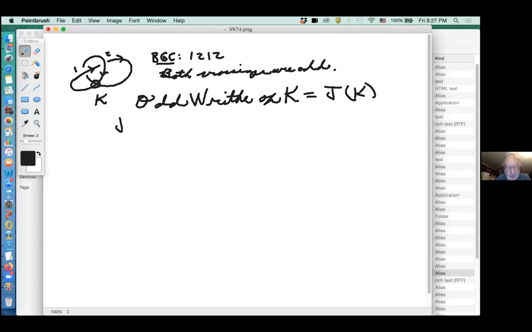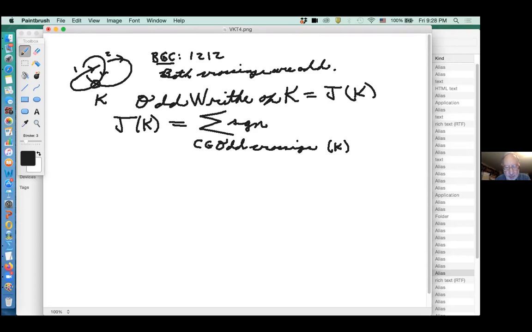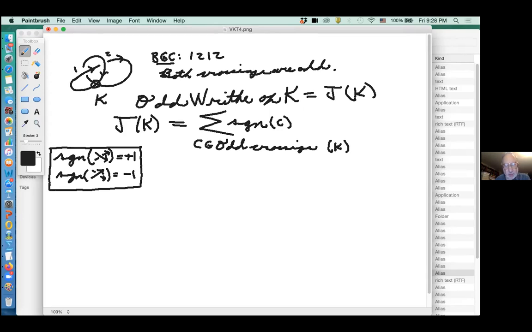is defined as follows. J of K is equal to the sum over C belonging to the odd crossings of K of the sign of the crossing, where remember that the sign of this is plus 1 and the sign of this is minus 1. So I take the sum only over odd crossings of the signs. You may be familiar with the writhe of a classical knot, which is just the sum of all the signs.